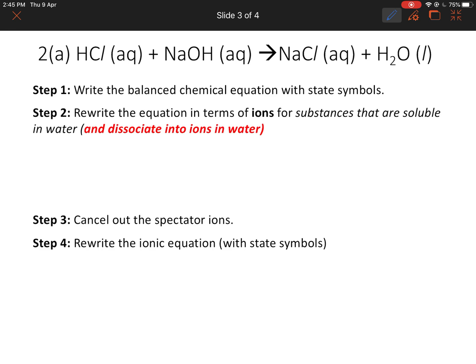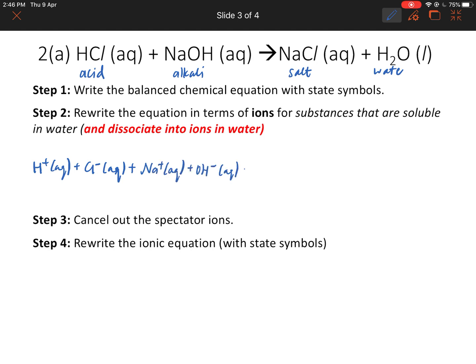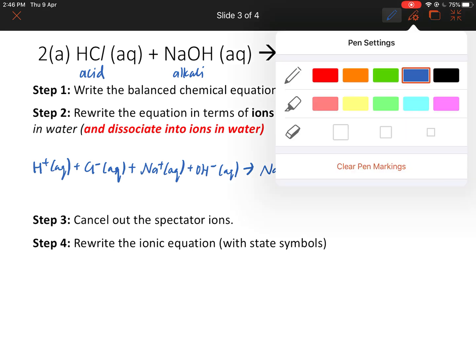Let's go on. This is an acid and alkali reaction to form salt and water. So let's go on to rewrite in terms of the ions. Acid will dissociate into its two ions. So would the alkali. Sodium chloride is soluble, so it will also dissociate into ions. However, water will not dissociate into ions. It is a molecule.